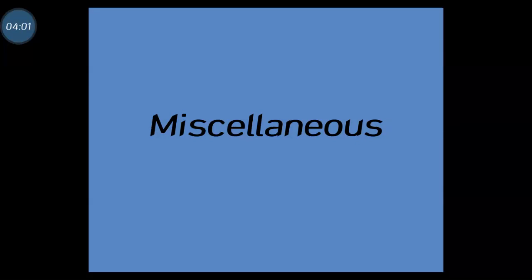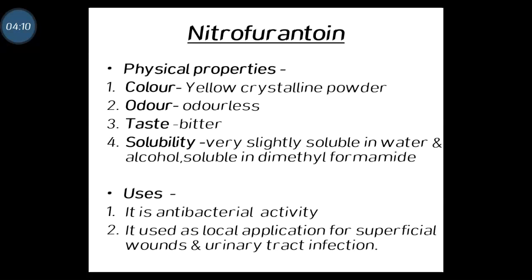Now the last class is miscellaneous. This is the last class of antiseptics and disinfectants. One example is nitrofurantoin. So what is nitrofurantoin? First of all, physical properties. Color is yellow crystalline powder, odor is odorless, taste is bitter, solubility: very slightly soluble in water and alcohol, soluble in dimethylformamide. Yes, it is a crystalline powder, a crystal-like structure. Yes, odor is odorless, it has no odor. Taste is bitter.